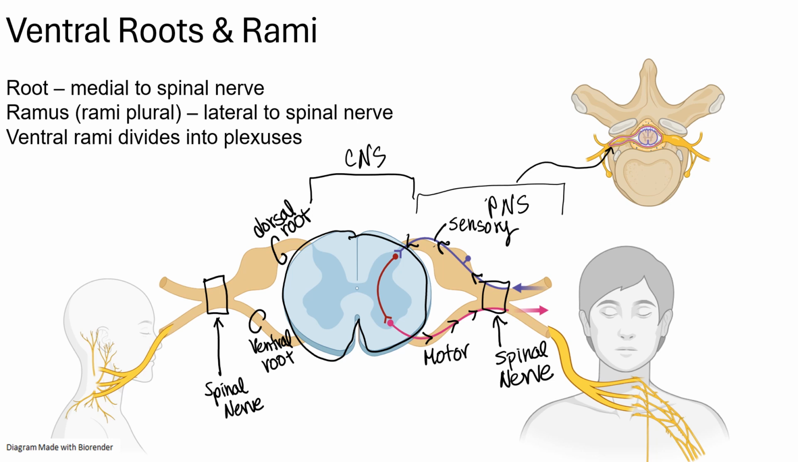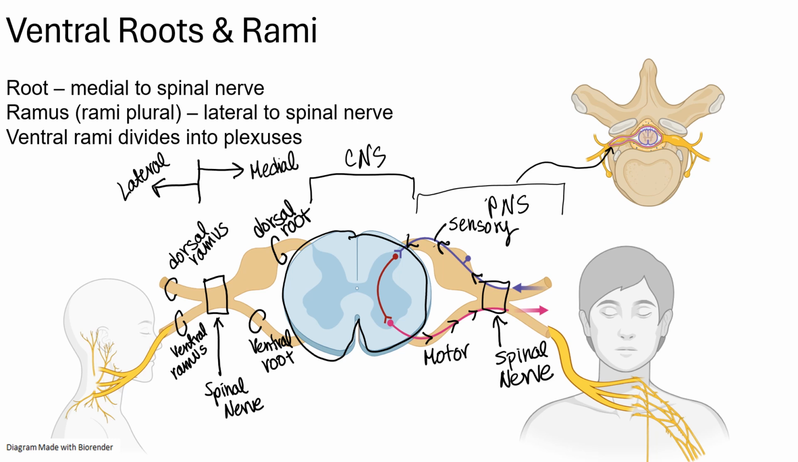So that means that this structure right here would be my ventral ramus, singular, and that this structure right here would be my dorsal ramus. We could also say that Rami are lateral to the spinal nerve, right? So these structures that I've labeled over here are lateral to the spinal nerve. These structures labeled over here are medial to the spinal nerve. Roots are medial, Rami are lateral.